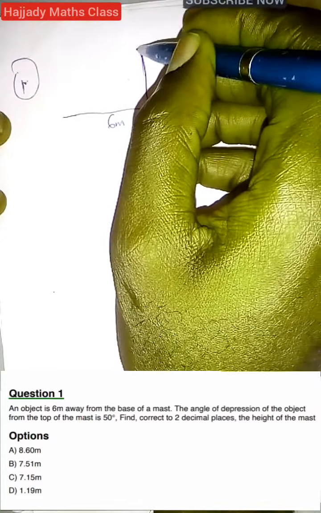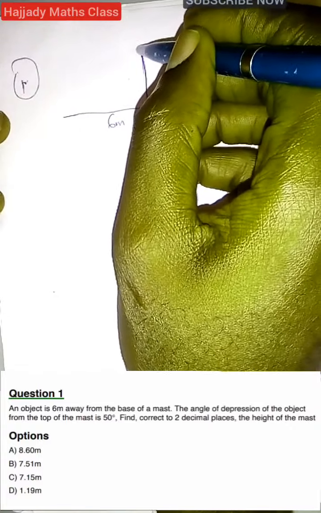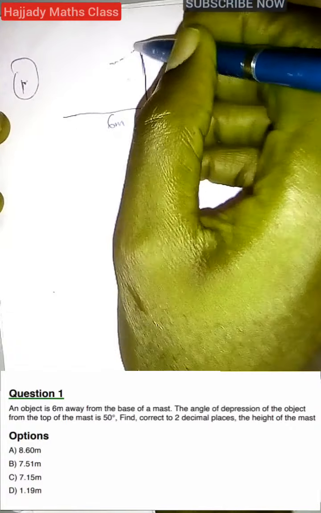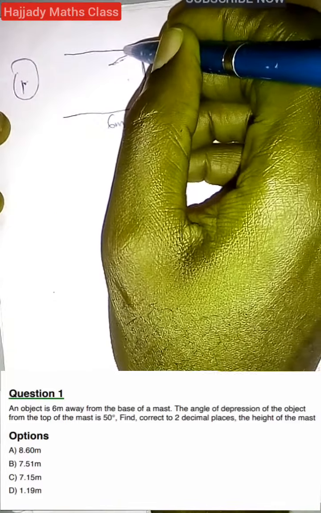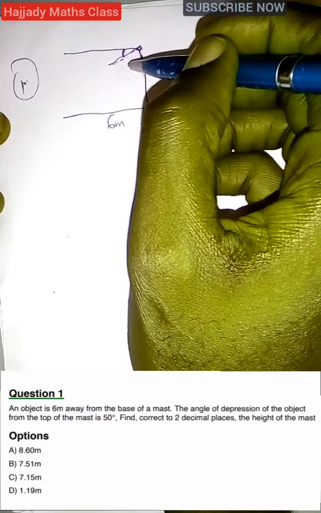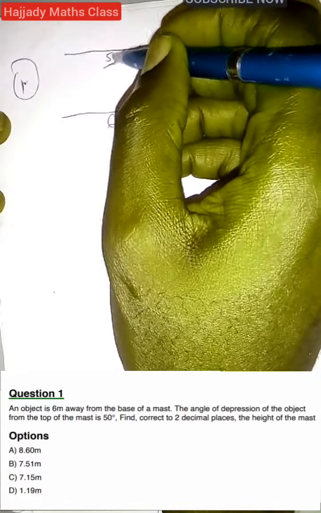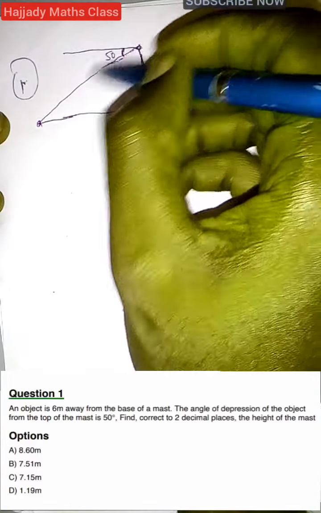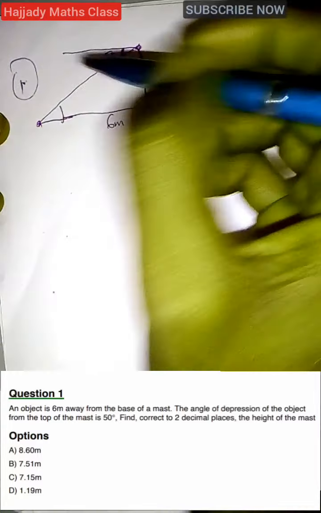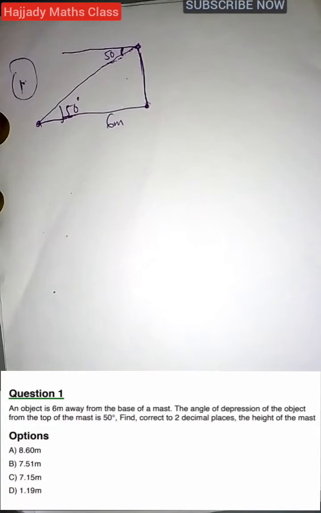You know, an angle of depression means the object is looking down. So the angle of depression will be directly to the horizontal, which is theta. So it's found to be 50 degrees. Looking at the angle of depression, this is an alternate angle. That is, here we are going to have 50 degrees also. I hope that is clear.